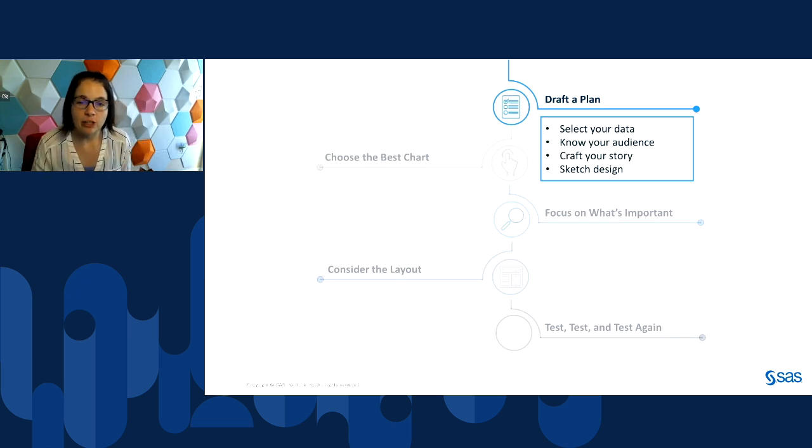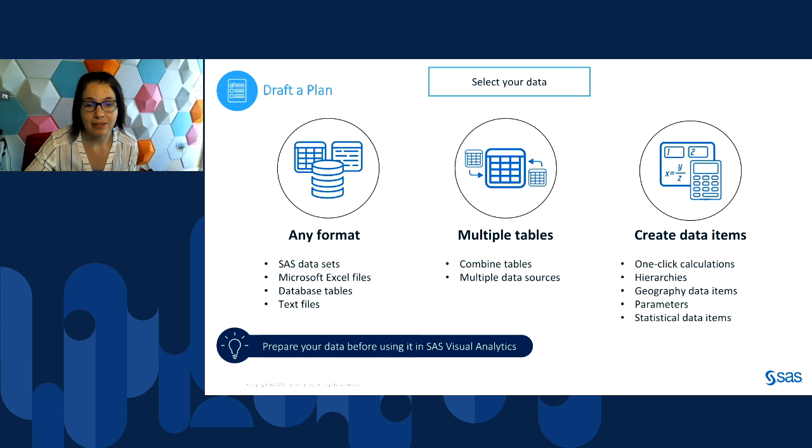So when we draft our plan, we need to do certain steps to ensure that our report is created the way we see it. We're going to start with selecting our data. We also need to know our audience. We're going to craft our story and then sketch the design.